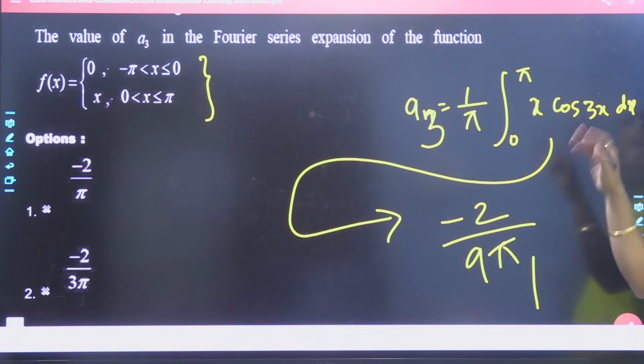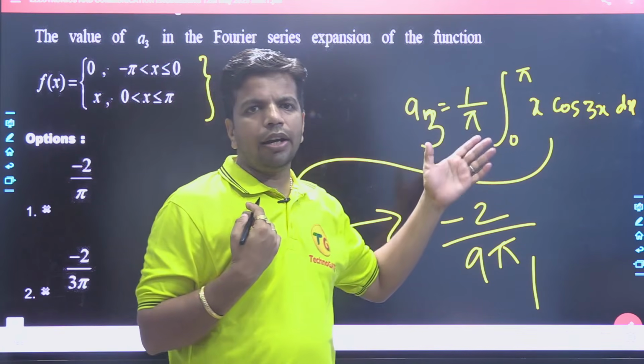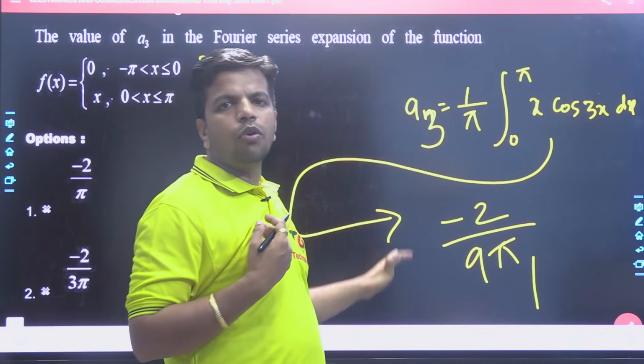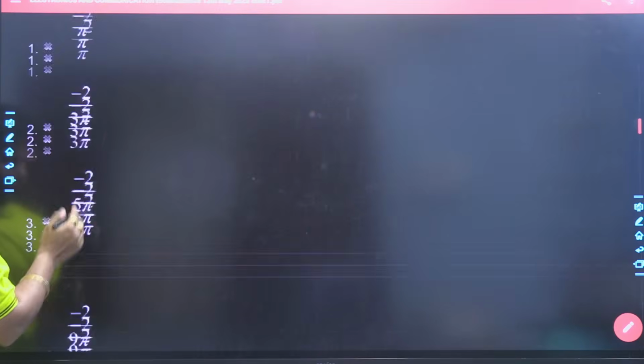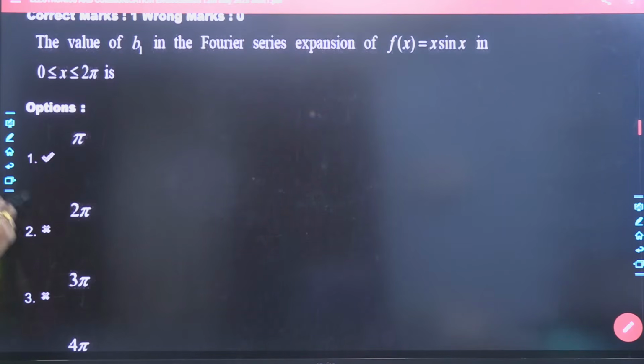You need to take an integration of x cos 3x. We did lots of questions like this already. To do this type of questions, you need to simply put the limit from 0 to pi. You got the answer minus 2 by 9 pi. So just remember that point, and your answer is the 4th one.